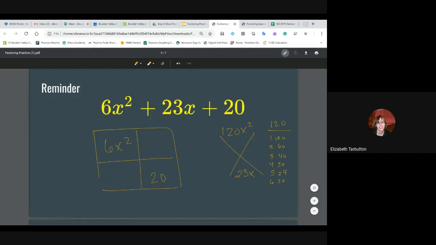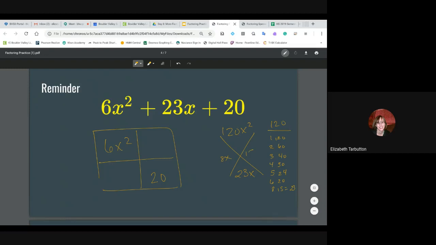7 isn't going to go in there. 8's going to go in there. 120 divided by 8 is 15. Oh, and look, that adds up to 23. So that is what we want to put into our diamond problem.